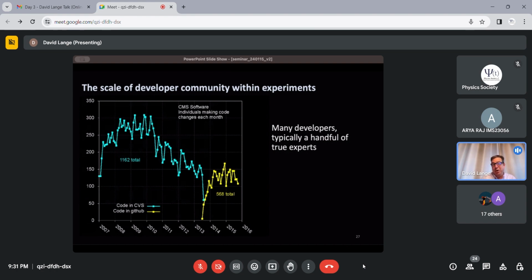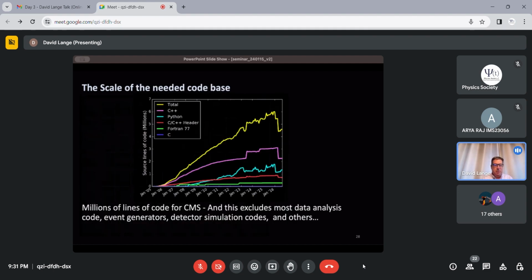Yeah, and one thing that makes it hard is you have lots of developers. This is an example. We have hundreds of people contributing code every month. Instead, there's only a handful of true experts of our software in CMS. So you have this duality of lots of contributors every month and a handful of experts that deal with putting together, making the whole thing work together as one system.